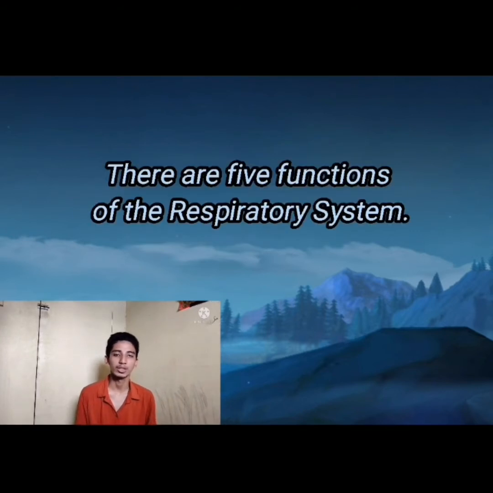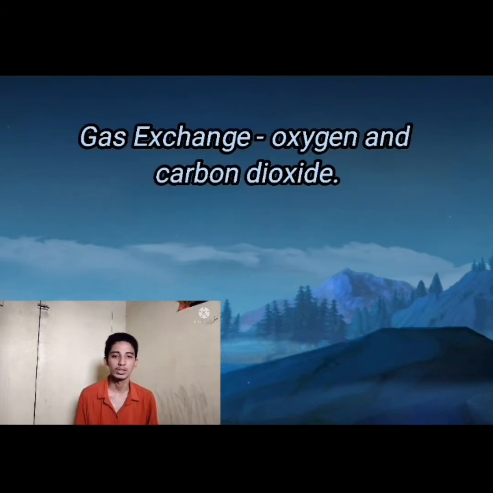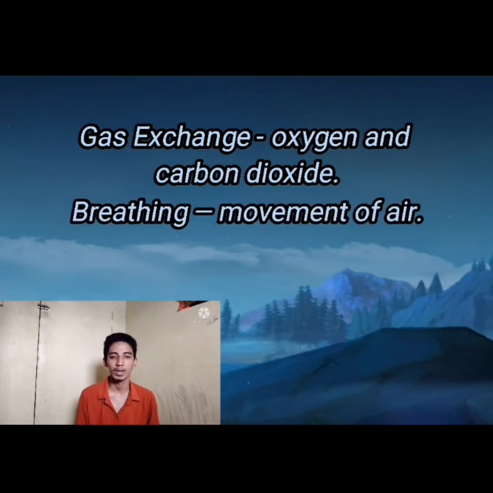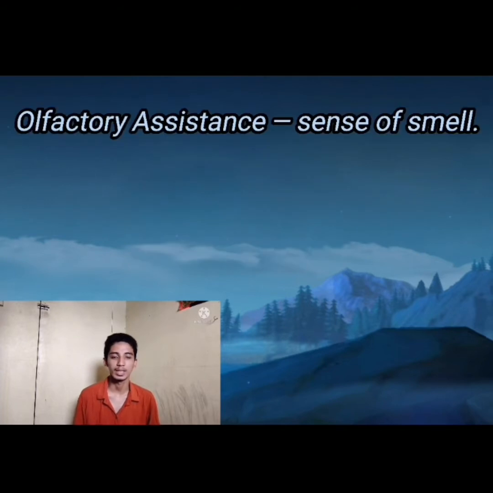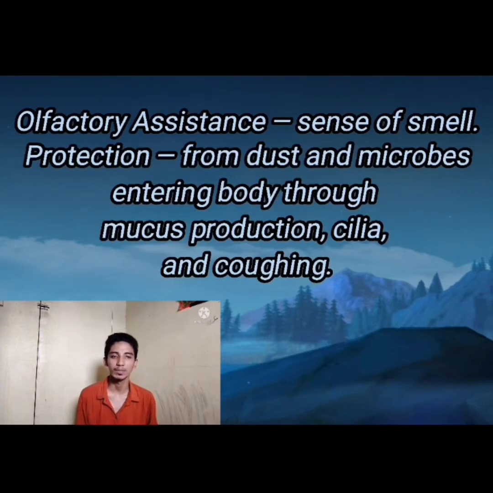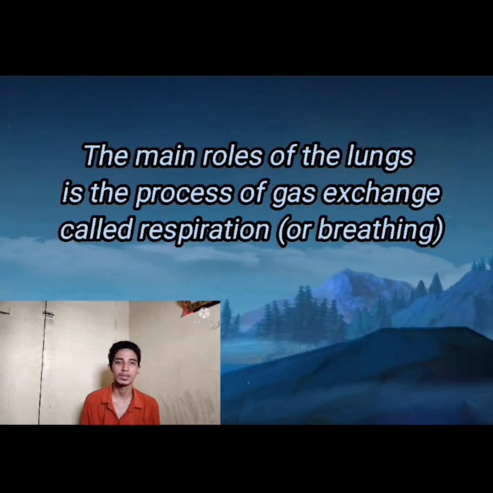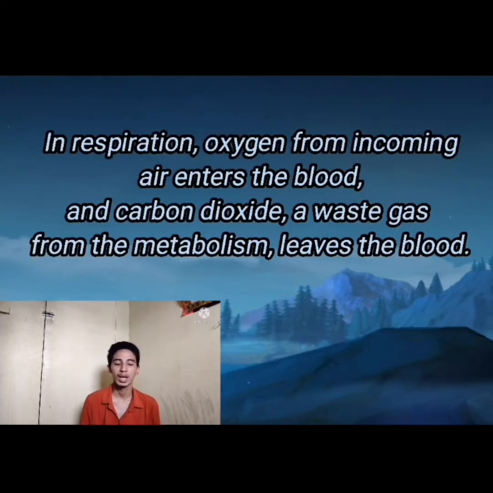There are 5 functions of the respiratory system: gas exchange, oxygen and carbon dioxide; breathing, movement of the air; sound production; olfaction, sense of smell; and protection from dust and microbes entering the body through mucus production, cilia, and coughing. The main role of the lungs is the process of gas exchange called respiration or breathing. In respiration, oxygen from incoming air enters the blood, and carbon dioxide, a waste gas from metabolism, leaves the blood.